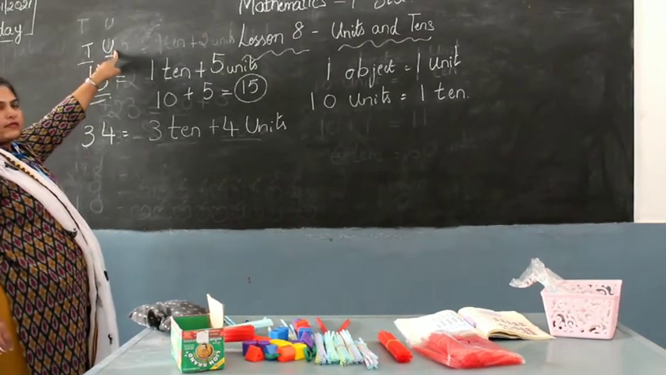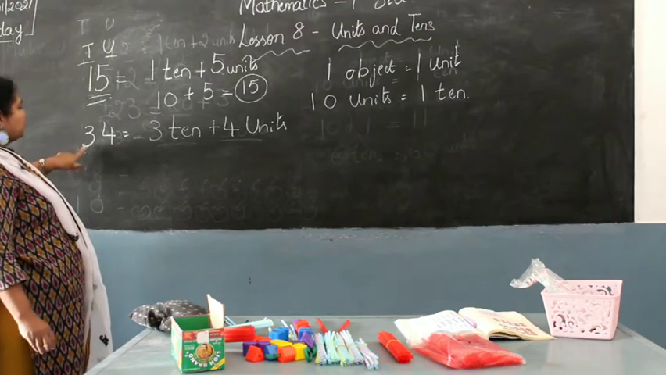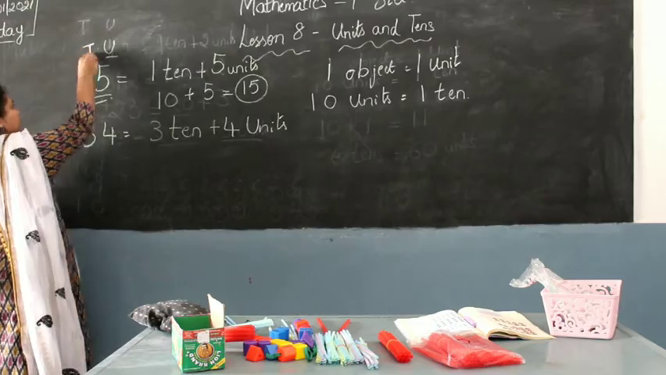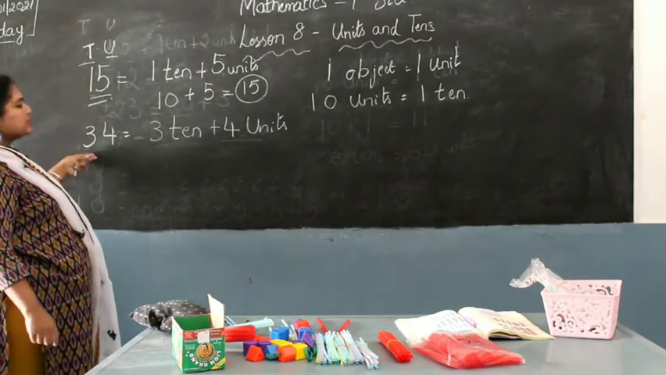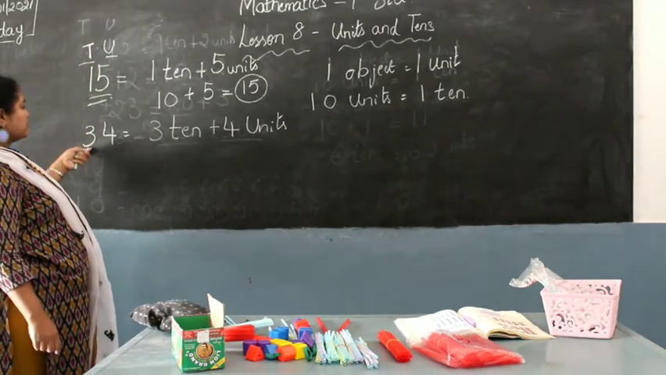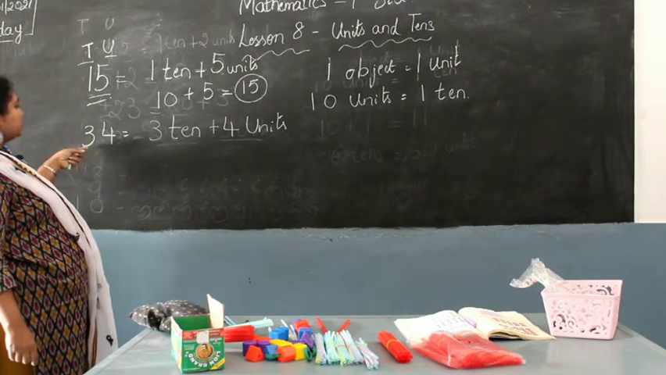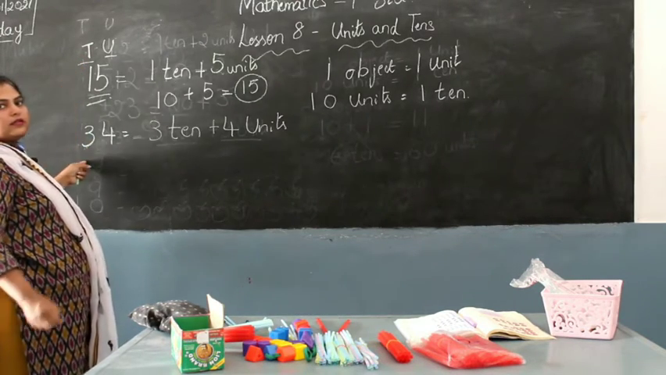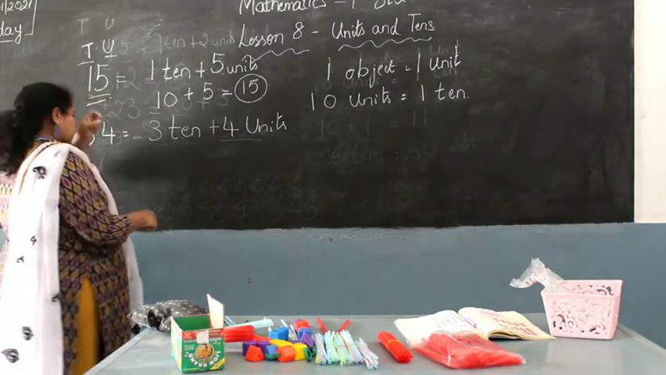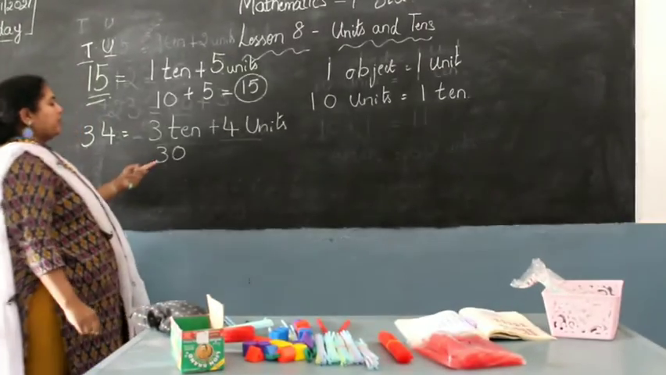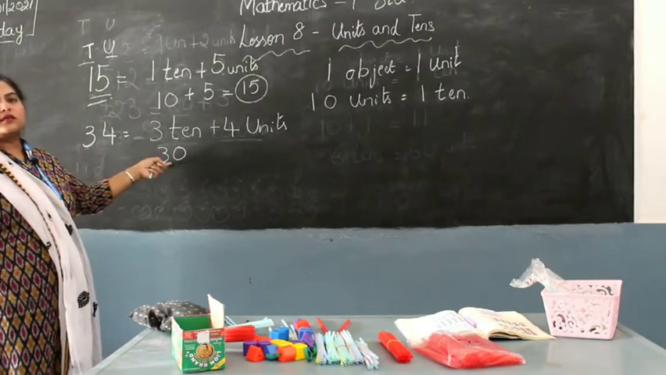Units or ones are the same, but when you say 3 tens, it is in the tens column, not in the units column. So this is the place value. When I say what's the place value of 3 in 34, the place value of 3 is in the tens column. So it is 10. 3 tens is equal to 30. So the place value of 3 is 30.